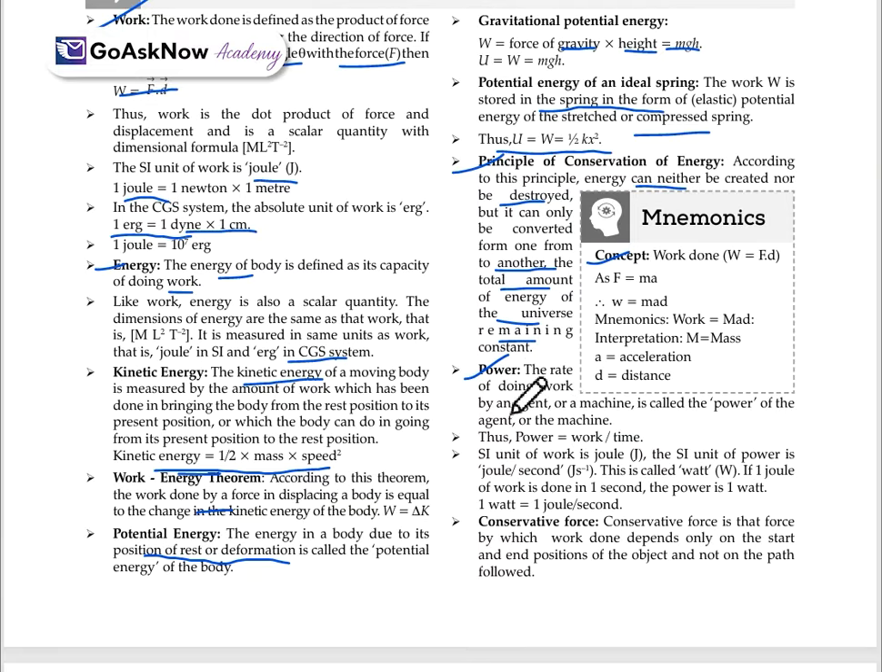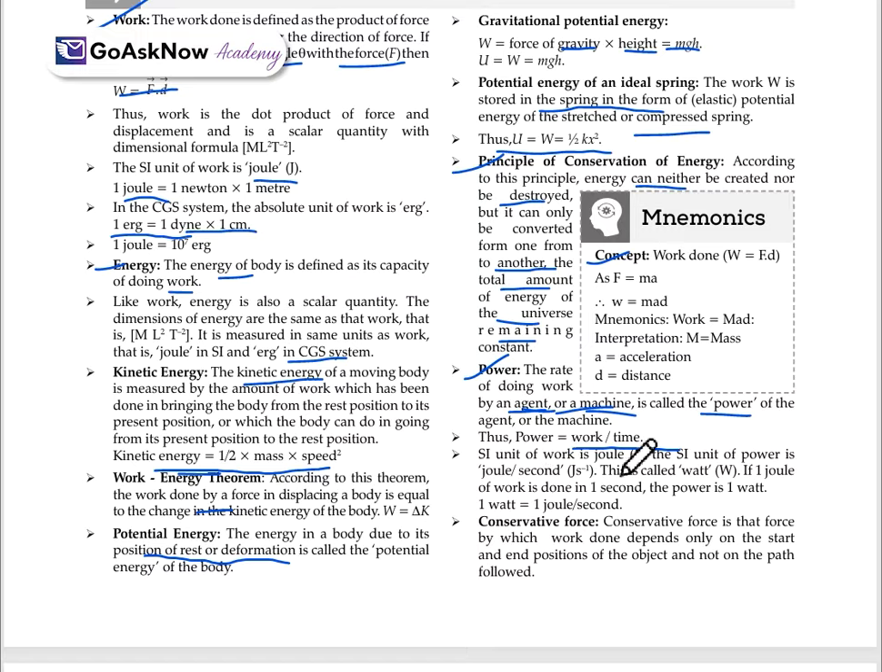The rate of doing work by an agent or a machine is called power. We are doing work, but by whom? By any agent or by any machine, then it is called power of the agent or power of the machine. Power is always equal to work upon time. Whatever work is done with respect to time is always equal to power.